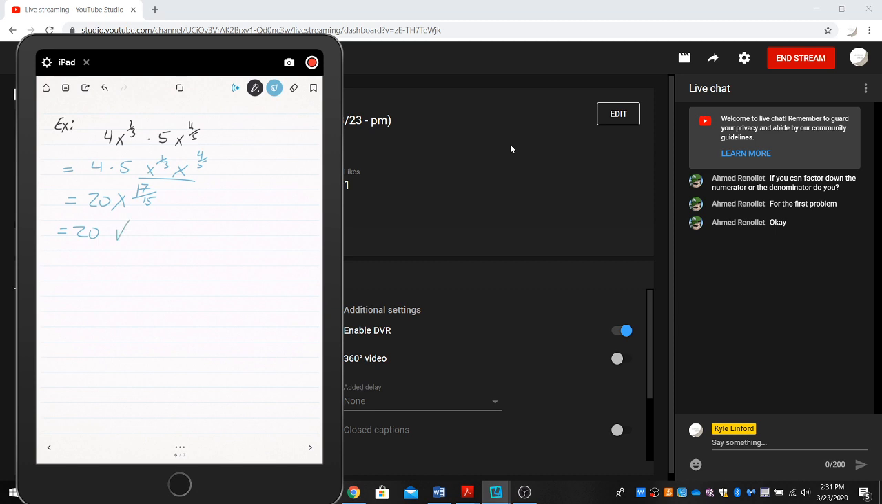The root is going to be the denominator, 15. And the exponent on x is going to be the 17. So I have the 15th root of x to the 17. So can I go ahead and simplify that?